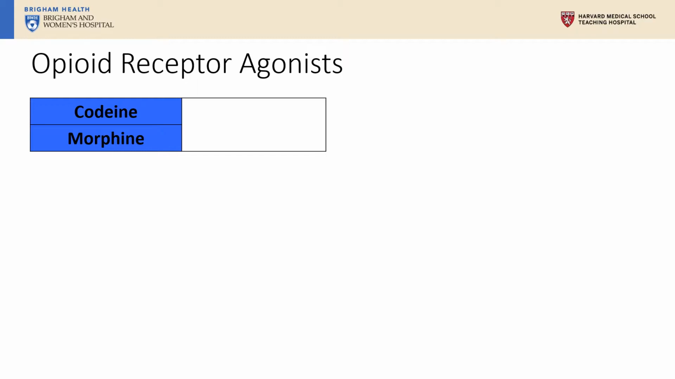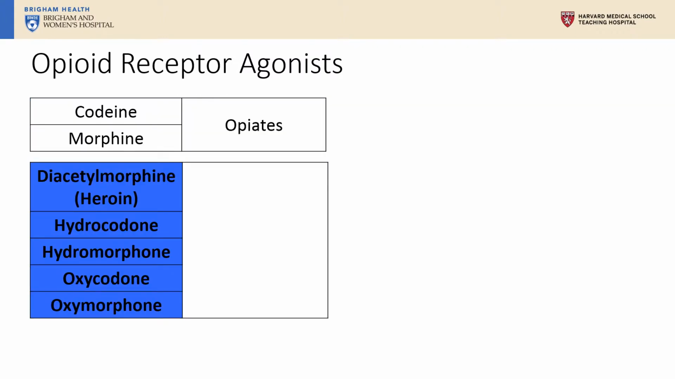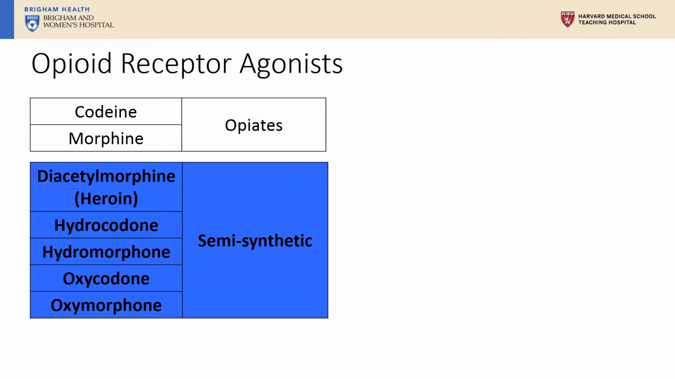In addition to most of its activity being at mu receptors, it is also a somewhat reasonable kappa and delta opioid receptor agonist. As the only medically used compounds naturally found in opium, morphine and codeine are the only ones properly classified as opiates. Diacetylmorphine, or heroin, hydrocodone, hydromorphone, oxycodone, and oxymorphone are synthesized from the various opium alkaloids and as such are considered semisynthetic.